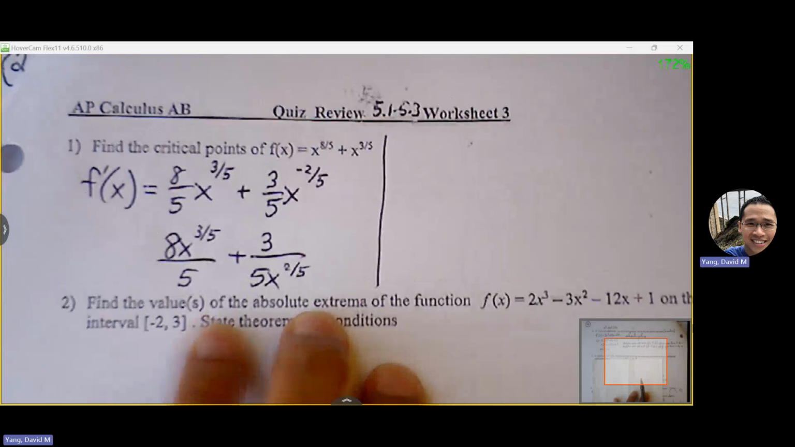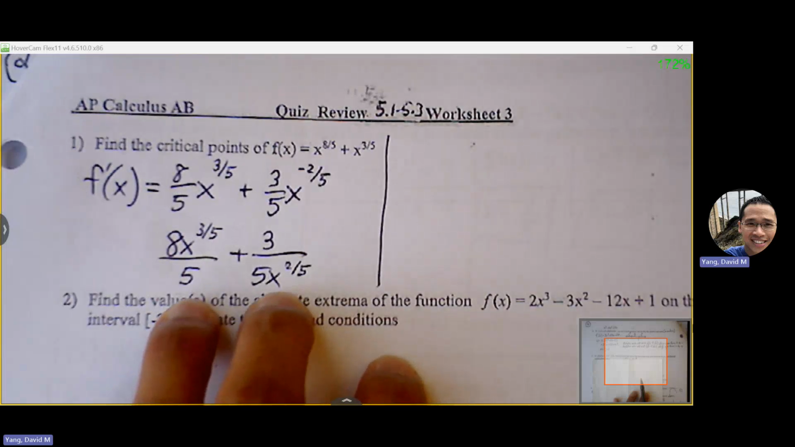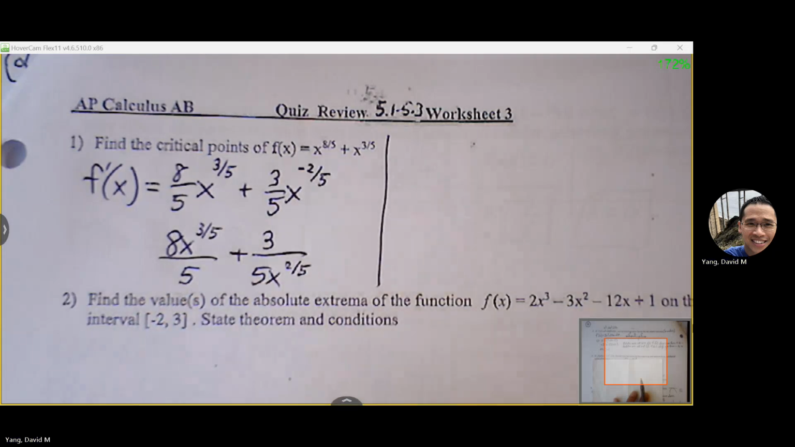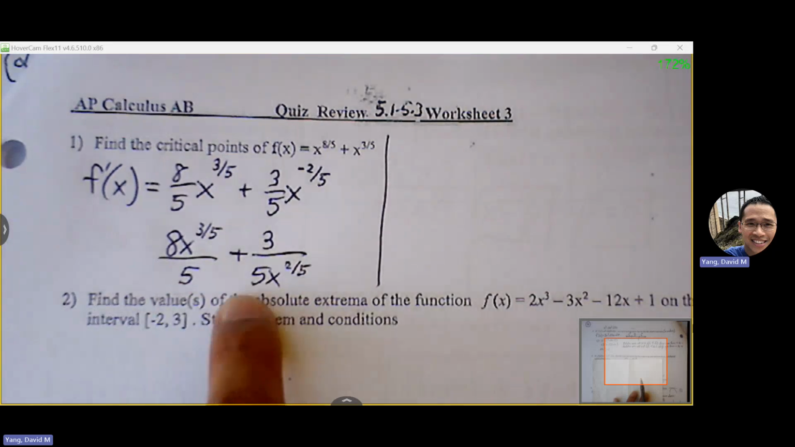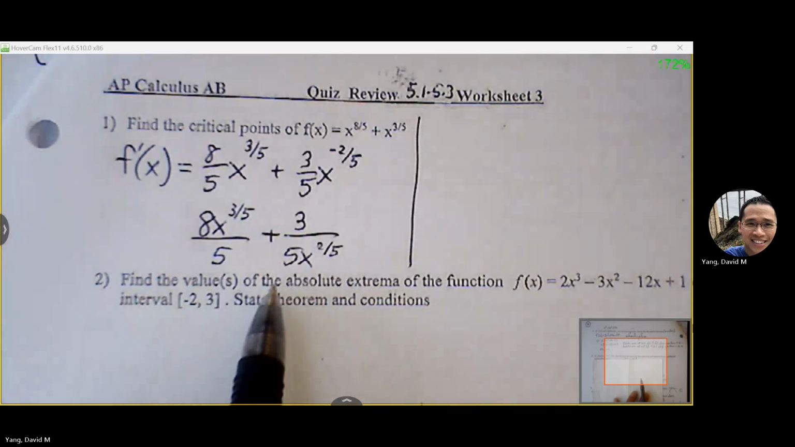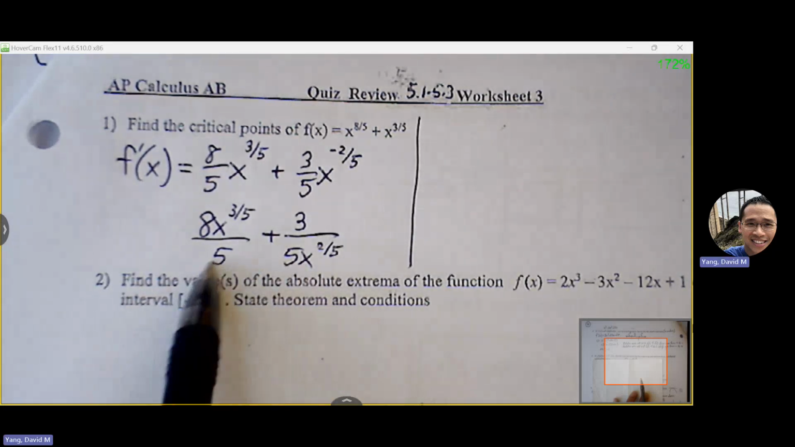So we want to find critical points, but it's harder to look for it without first merging the two fractions. So we need to find a common denominator. What's my common denominator? Well, something that both can multiply into. Good. Yeah. So you want something that is large enough that both can go into.